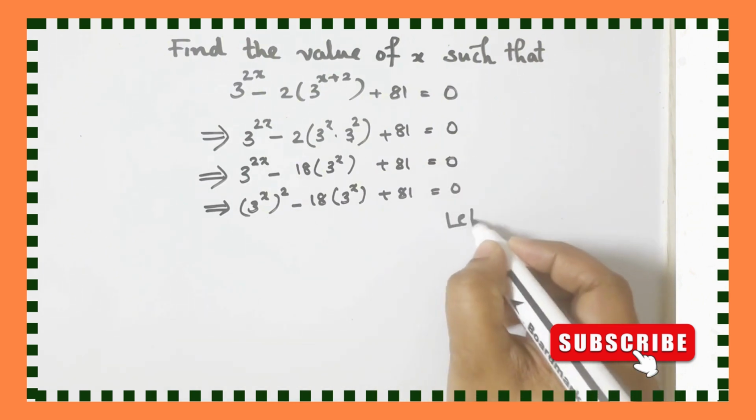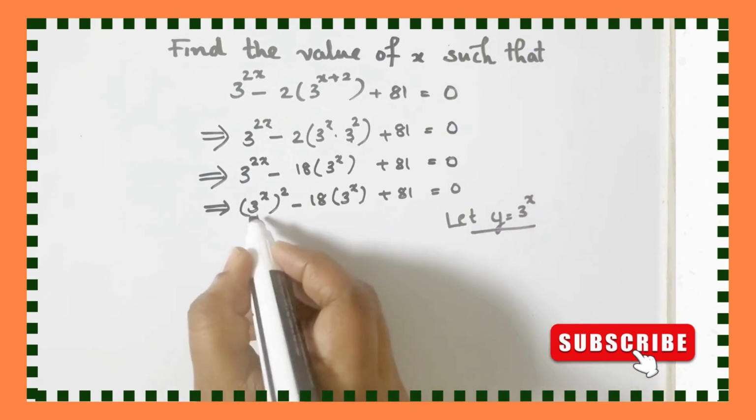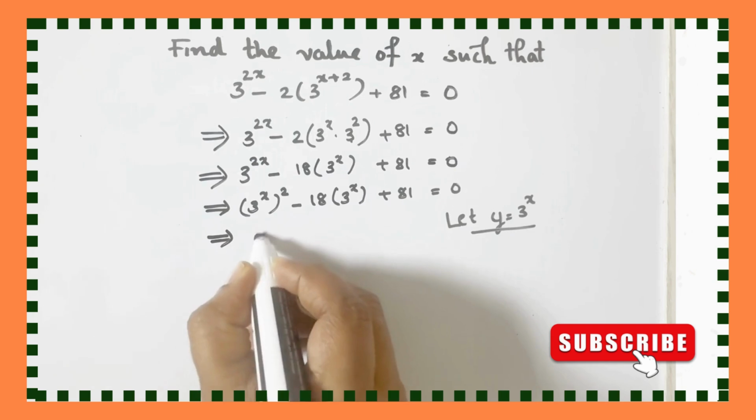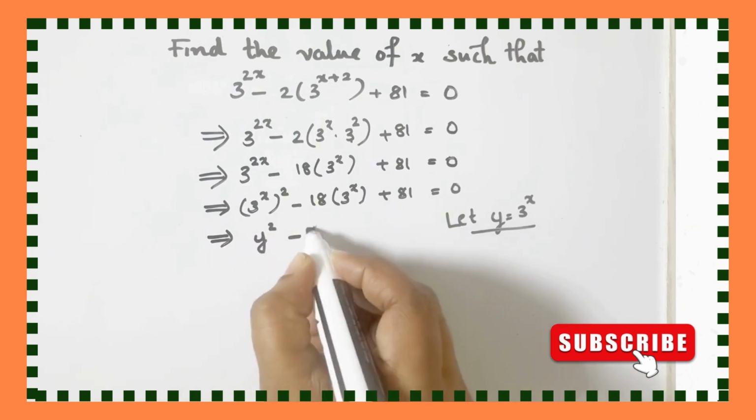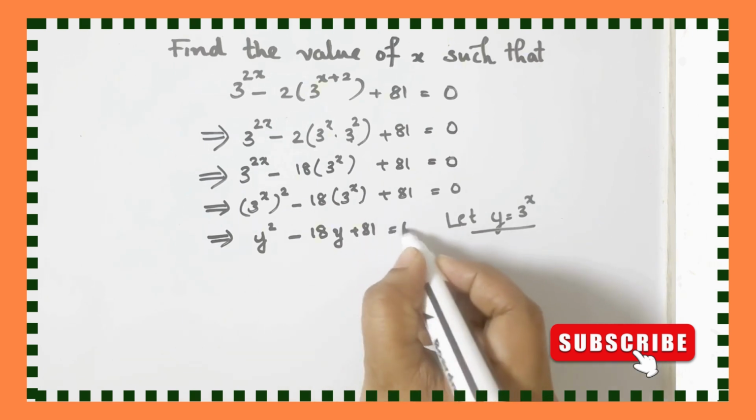Now this 3 raised to x can be taken as y. Let y equal to 3 raised to x. Therefore the equation will become y square minus 18y plus 81 equal to 0.